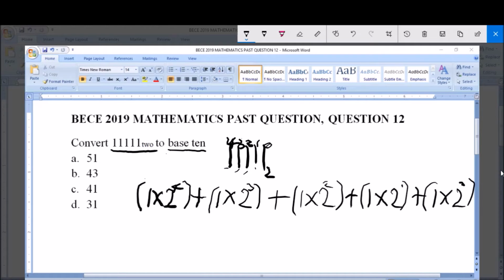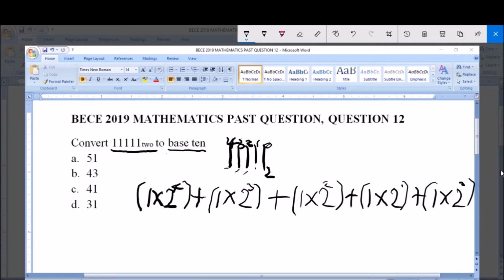Remember, you're trying to convert from base 2 to base 10, and this is just a simple way to convert from any base to base 10. If you want to convert from any base to base 10, you multiply each of these numbers by their base, and if it's in base 2, the 2 is raised to the power they are carrying. And remember, I said you give them power from the right to the left, starting from 0.